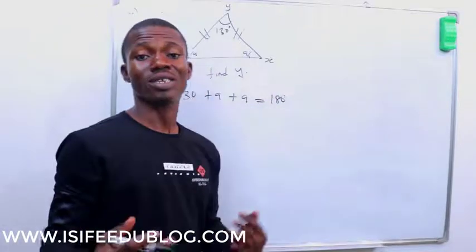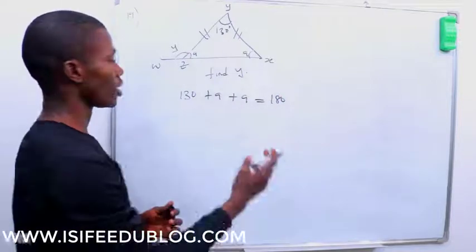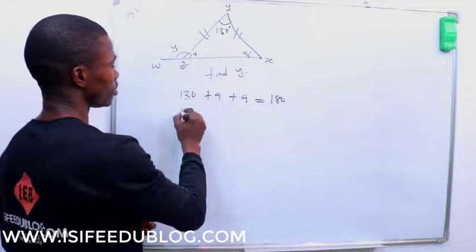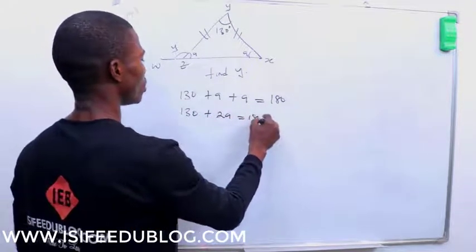Sum of angles in a triangle. This is a general law. Okay, so we go over and collect our like terms. This is A plus A, which will give us 2A. This is 130. So this is 130 plus 2A is equal to 180.